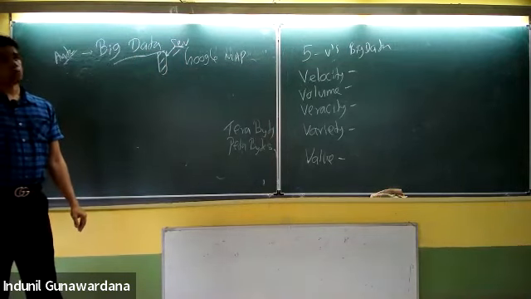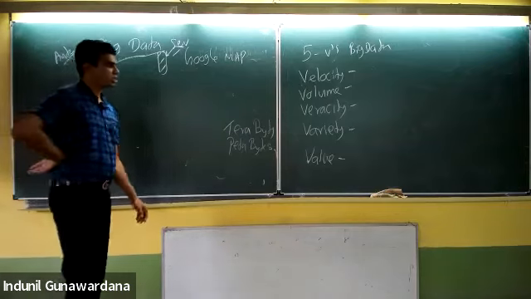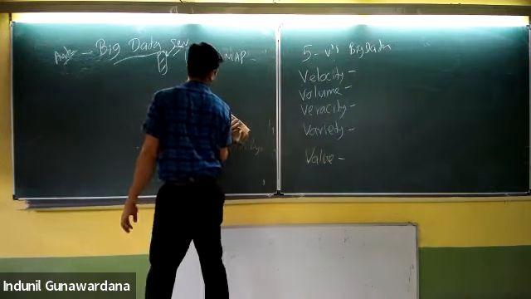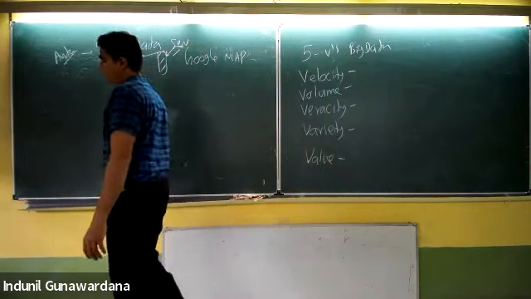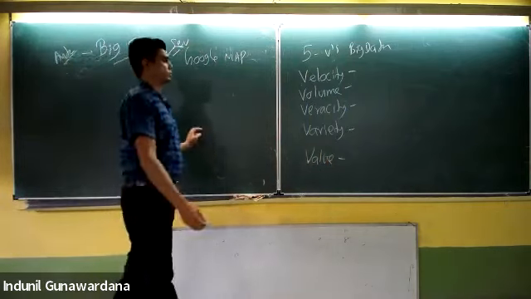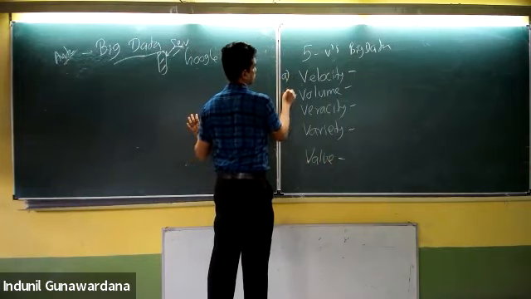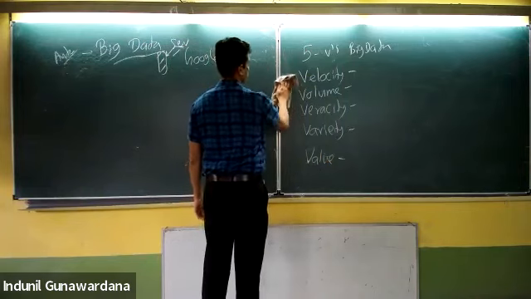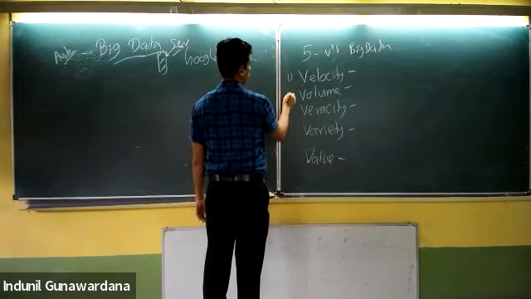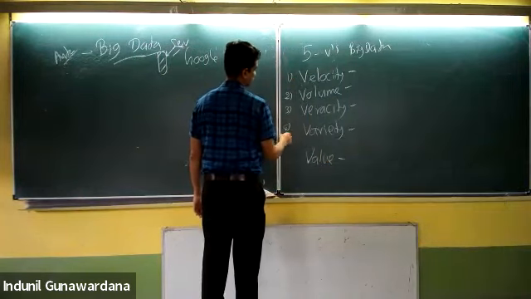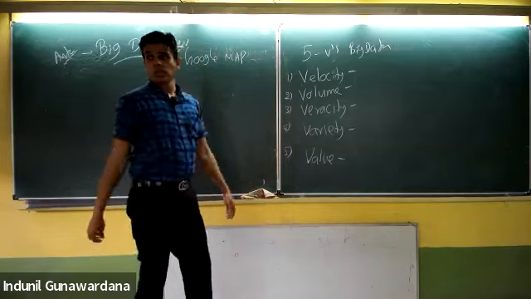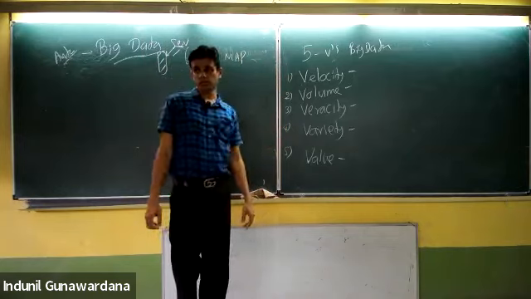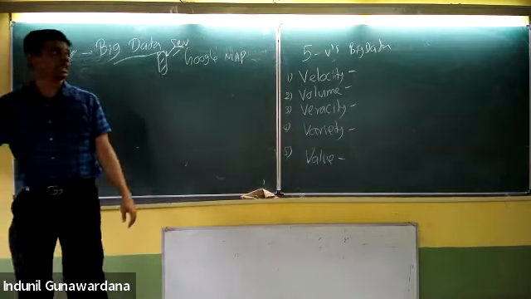Next point: big data must be with 5 essential features, as listed below. Right. So shall we list them? Velocity, volume, veracity, variety, value. These are the 5 V's of big data.